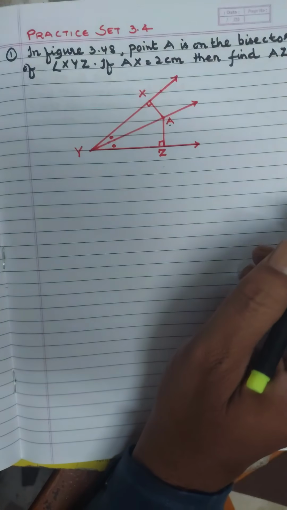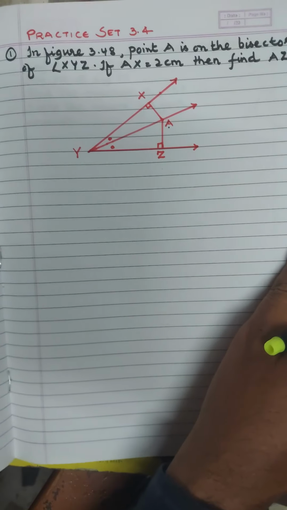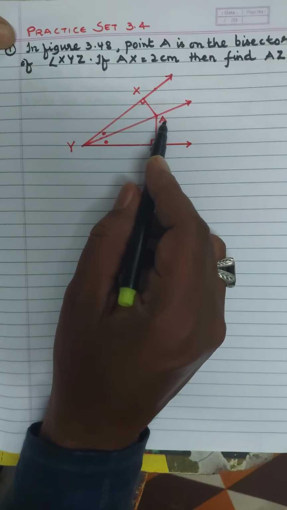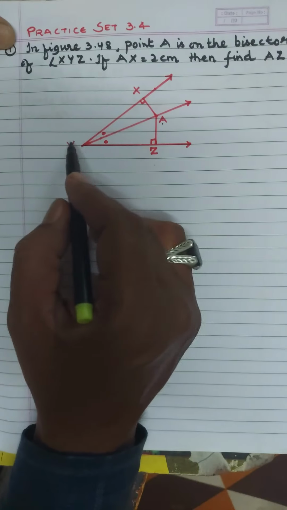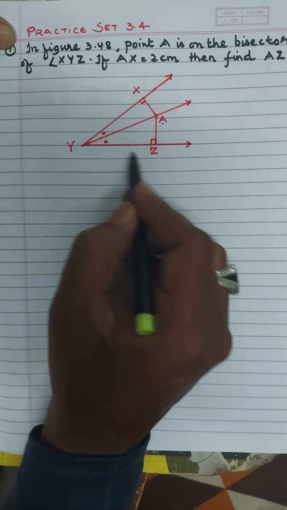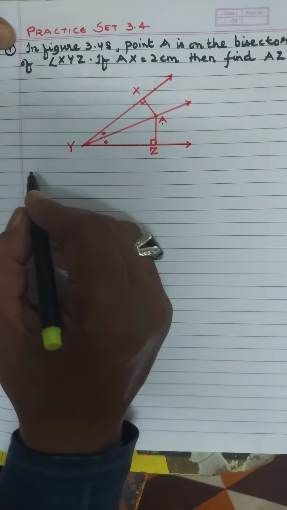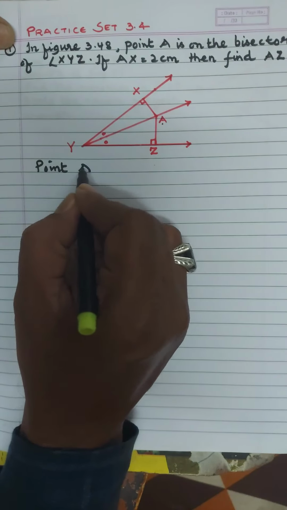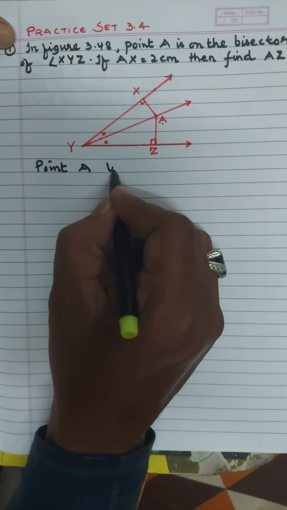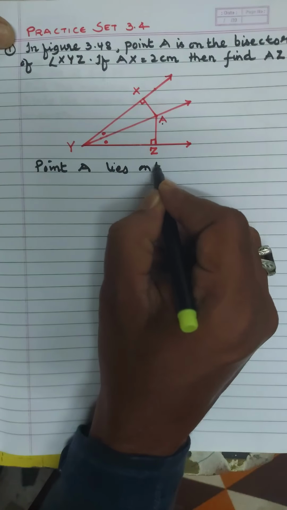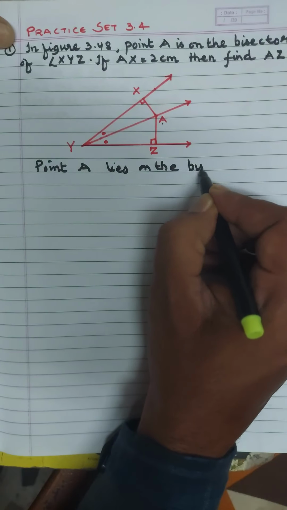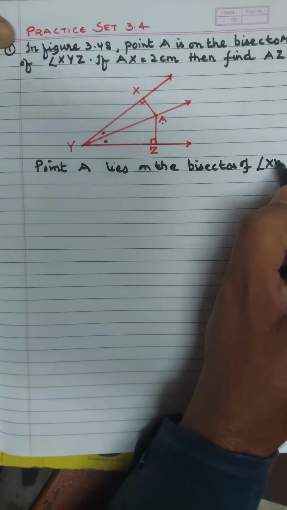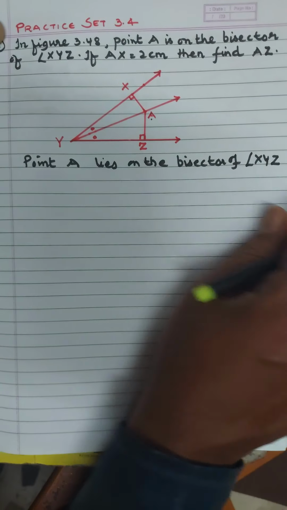So let's start writing in our notes systematically. We can write here: point A lies on the bisector of angle XYZ.